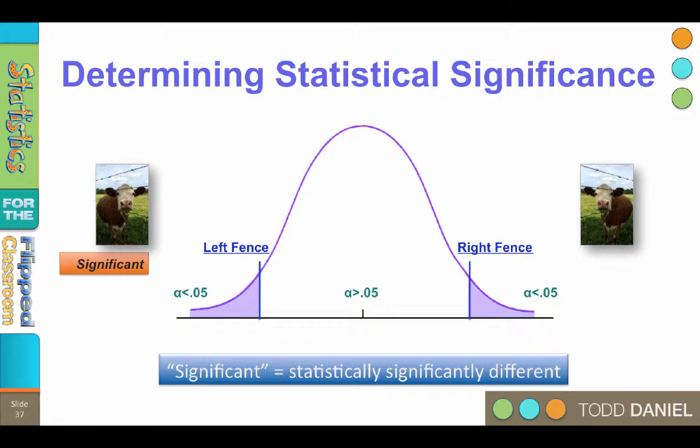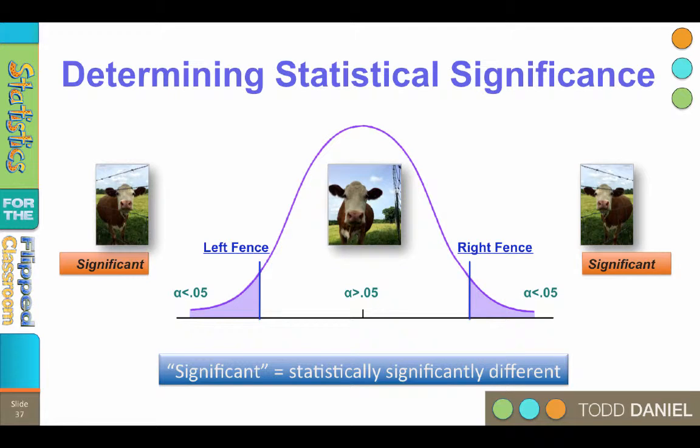If your sample mean is outside of the right fence, the results are significant. The sample mean is different than the population mean. But if the results are inside the fence, not in the region of rejection, then the results are not significant. The sample mean is not significantly different than the population mean.